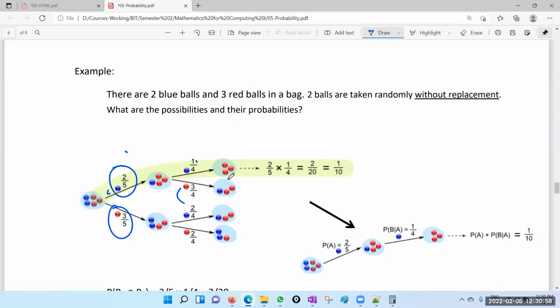Now again we have the possibilities: blue, red, right? Blue, red, blue, blue, blue, red, red, blue, and red, red. Now, what is the probability of both being blue? The first one is blue and the second one is blue. So that is the probability of the first one into the probability of the second one given the first one.